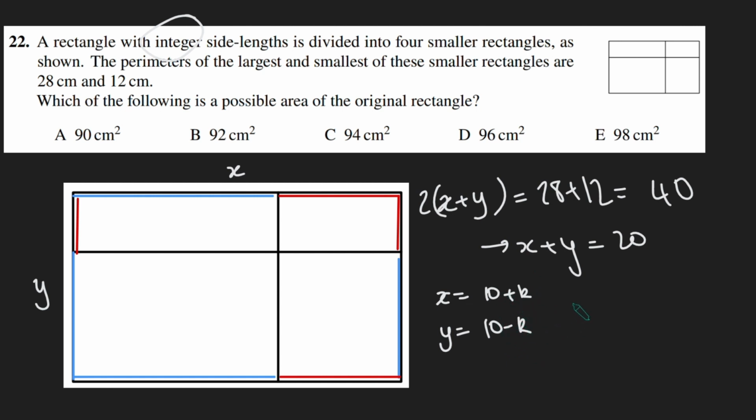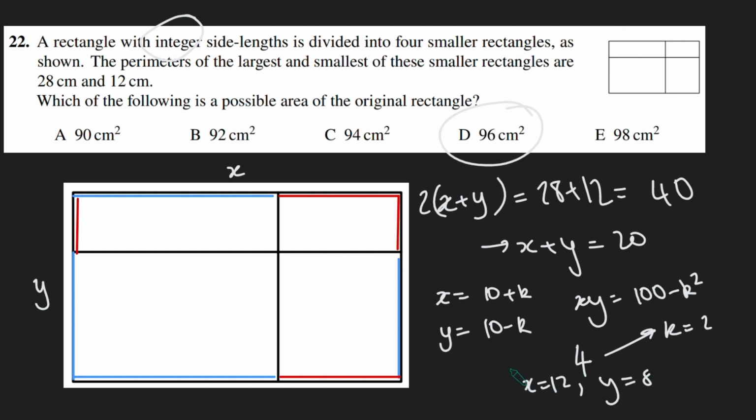And now the beautiful thing about this is then the area, which is x times y, is just going to be 100 minus k squared by the difference of 2 squares. So we know that the total area of this rectangle is going to be 100 minus some square number. And now I can just look at these 5 options here and look at which one is 100 minus a square number, and that is 96, because the difference between 100 and 96 is 4, and so that would be k is 2. And so we'd get something like x is 12 and y is 8. And therefore the answer to this problem is D.